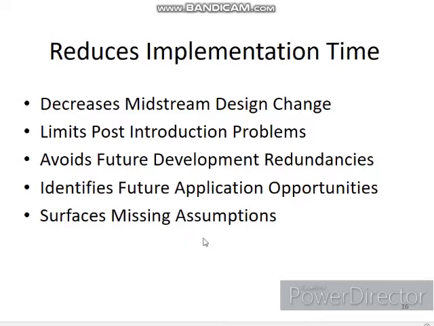And it surfaces missing assumptions. So this is due to the input that you gather from your customer, because sometimes as a designer, as a developer of the product, you are blinded to what the customer actually wants from your product. So by having input from the customer upfront, it should surface missing assumptions in the development of your product.